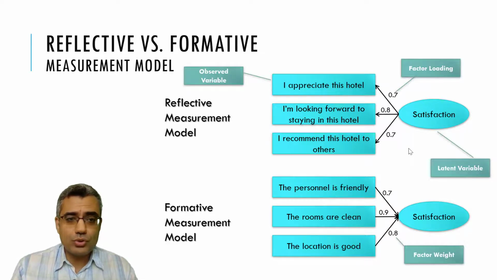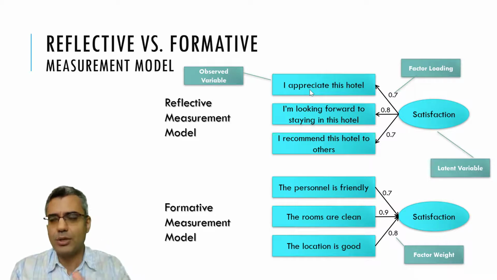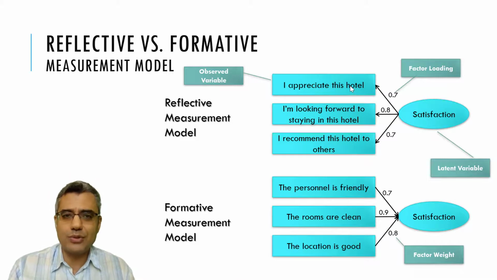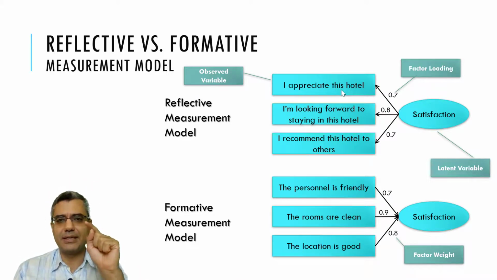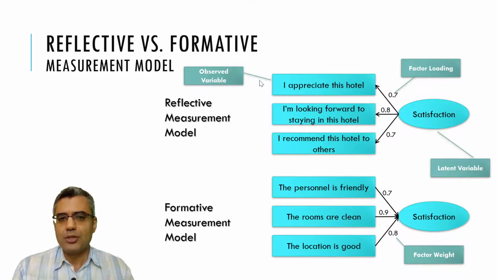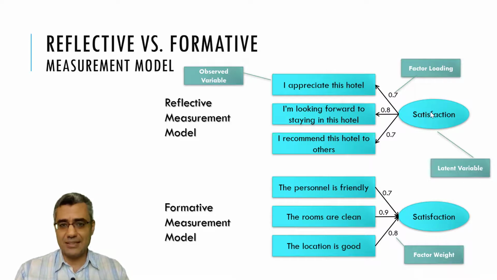And here I just want to share something with you. These boxes or items are observed variables, meaning we are measuring them directly. How? We are asking a question. It's one question we are asking, which is, I appreciate this hotel. Then the respondents will give a score of 1 to 5 to indicate their satisfaction with the hotel. So these items are observed variables, right? Because we use one question to measure them. And these are latent variables or constructs.